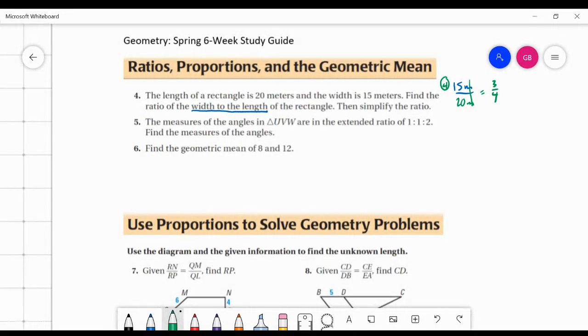Number 5. The measures of the angles in triangle UVW are in extended ratio 1 to 1 to 2. Find the measures of the angles. So if they're 1 to 1 to 2, then one will be 1x, 1x, and 2x. And remember that in a triangle, all three angles add up to 180. So x plus x plus 2x is 180. So 4x is 180. 180 divided by 4, that's going to give you 45.